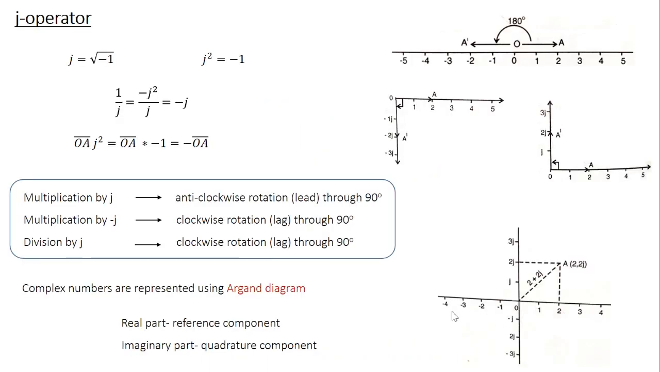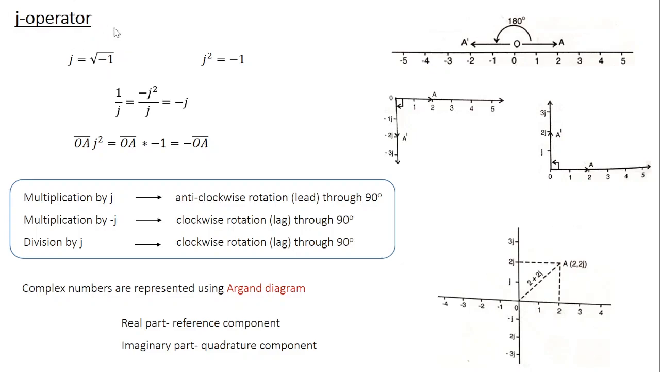In today's class, we are going to learn how to use J operators in analyzing AC circuits. Now, what's a J operator? J operator is nothing but the all familiar imaginary number i, which is defined as square root of -1. So from this definition we can write J square equal to -1, or 1 by J. 1 is nothing but minus J square, so minus J square by J, which is minus J.